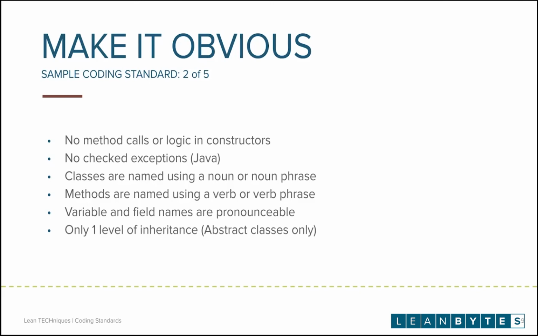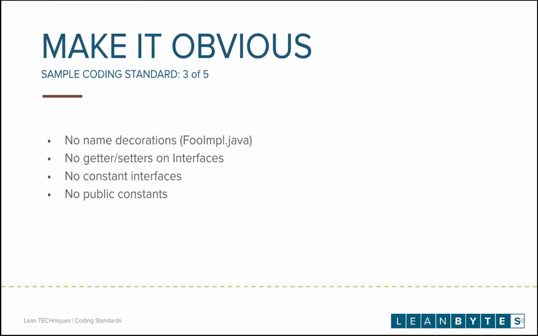Only one level of abstraction. Keep things simple. This one's controversial: no Impls at the end of your implementation classes. We can get into that later. No getters and setters, no constants, and no public constants. Basically, don't have state as a part of your interfaces. Interfaces should be a part of your classes. They shouldn't leak abstractions. Constants, when you make them public, generally start to leak across your entire system.